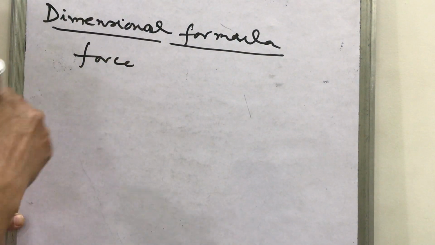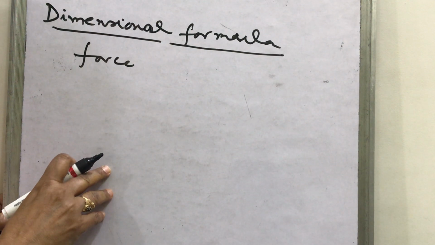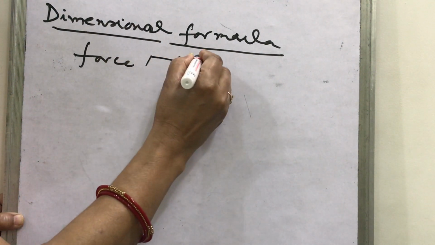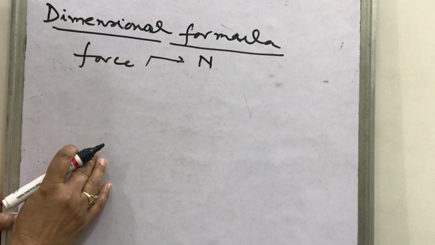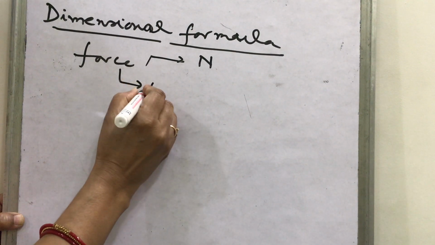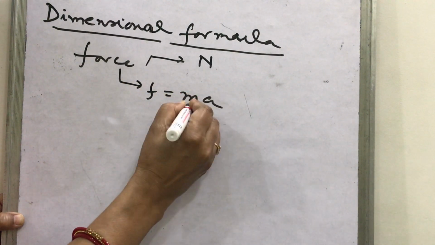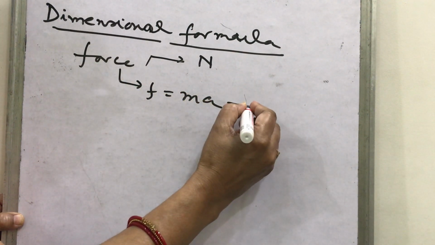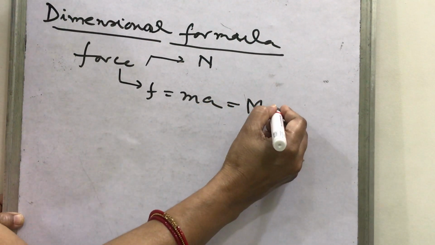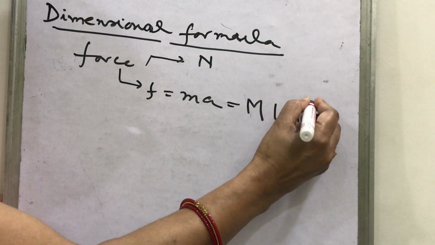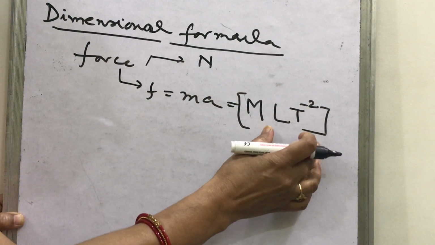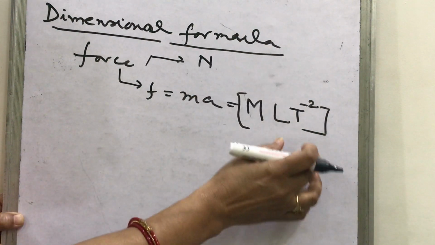If it is asked, write the SI unit of force. The question is asked that force. SI unit of force is Newton. But fundamental units, then you should know the relation that F equals ma, mass times acceleration. Mass is m, acceleration is meter per second square, so LT^-2, in capital bracket. So this is the dimensional formula for force.